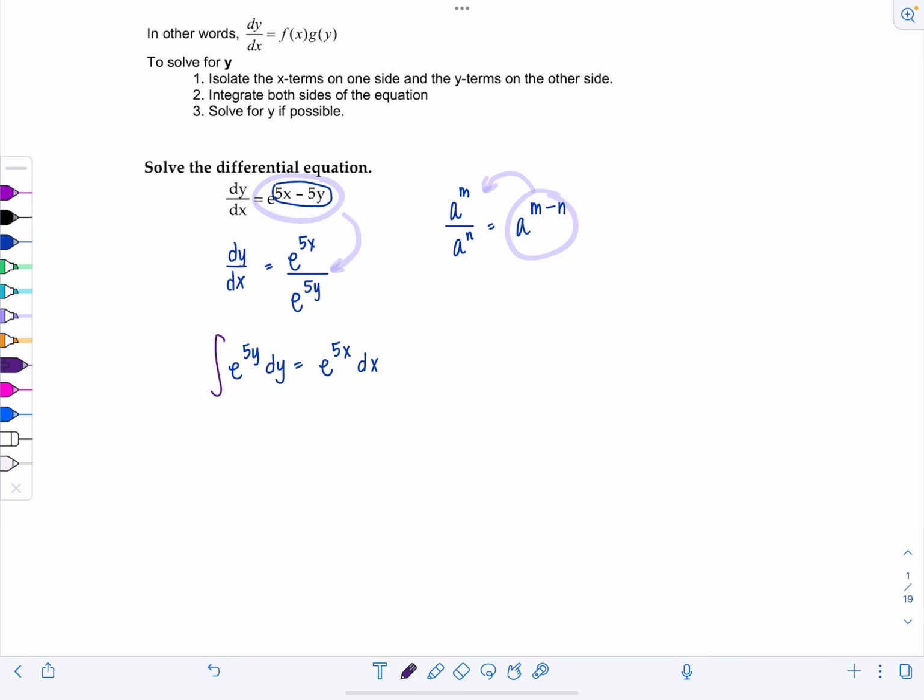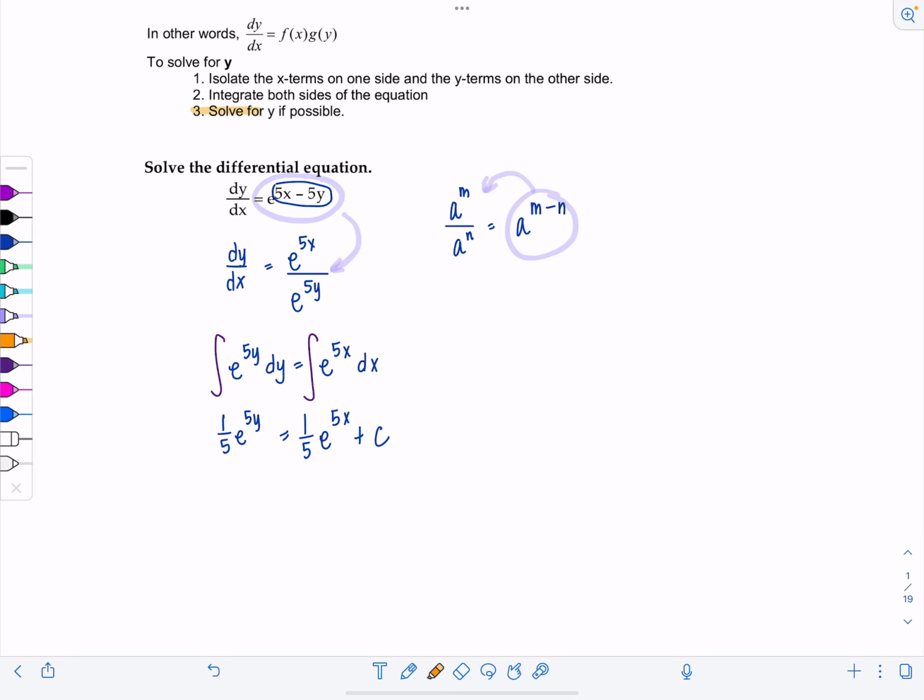And then now's the fun part. We're just going to integrate both sides. Antiderivative of e to the 5y. Good. 1/5 e to the 5y. Don't put plus c on both sides. You only need it on one side. Equals, this will be 1/5 e to the 5x plus c.